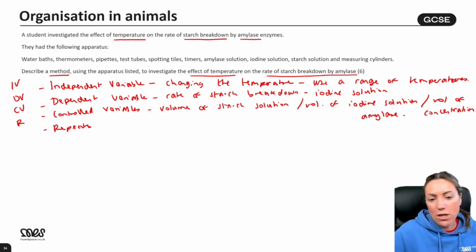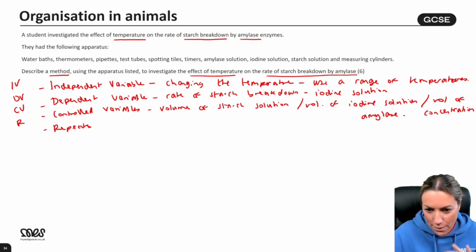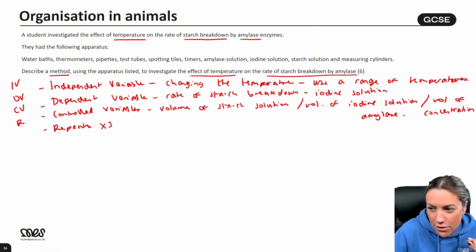But volumes of solutions, concentrations of solutions, try not to say amount. Volume and concentration is much, much better, because amount is not very sciencey. No, concentration and volume are separate points. You get 2 marks, Laurie. You could say concentration of iodine solution and volume of iodine solution. That would be 2 separate points. And then repeats, we always do at least 3.